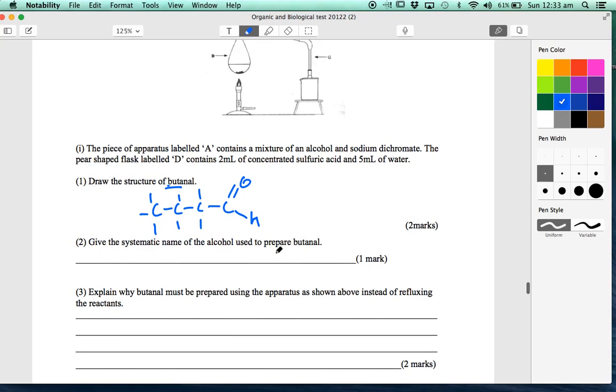Use the systematic name of the alcohol used to prepare butanal. Well, pretty easy, butanol. Would that get you the mark? No, because the OH position must be specified, so it must be 1-butanol or butan-1-ol. Because if I had the OH on the 2nd or 3rd carbon, we wouldn't get the aldehyde, would we? We would get the ketone. So make sure that you put your numbers in order to get your marks.